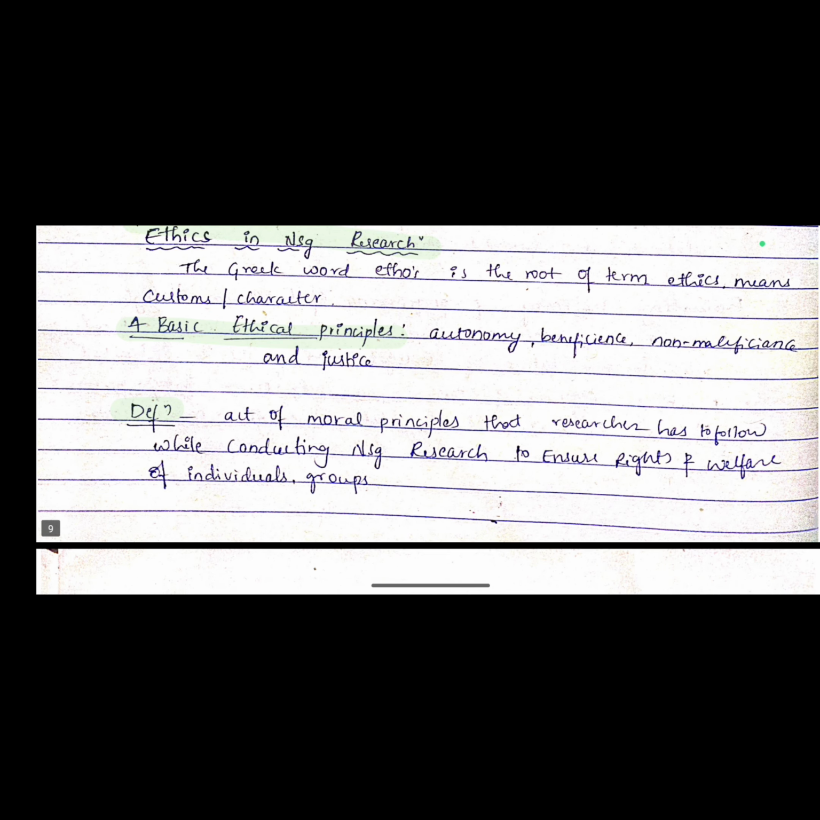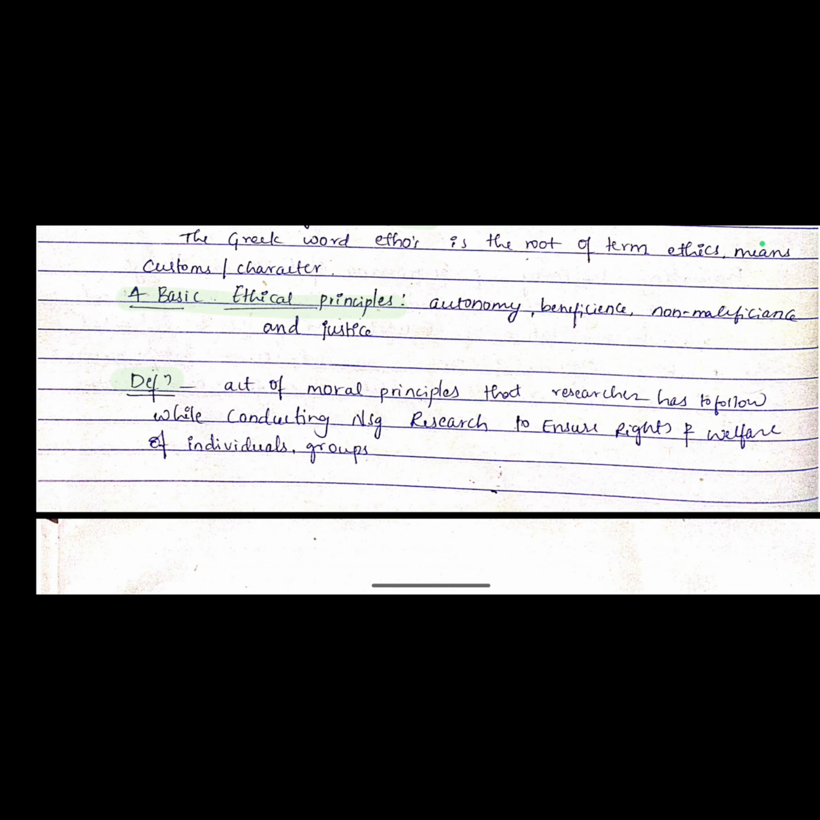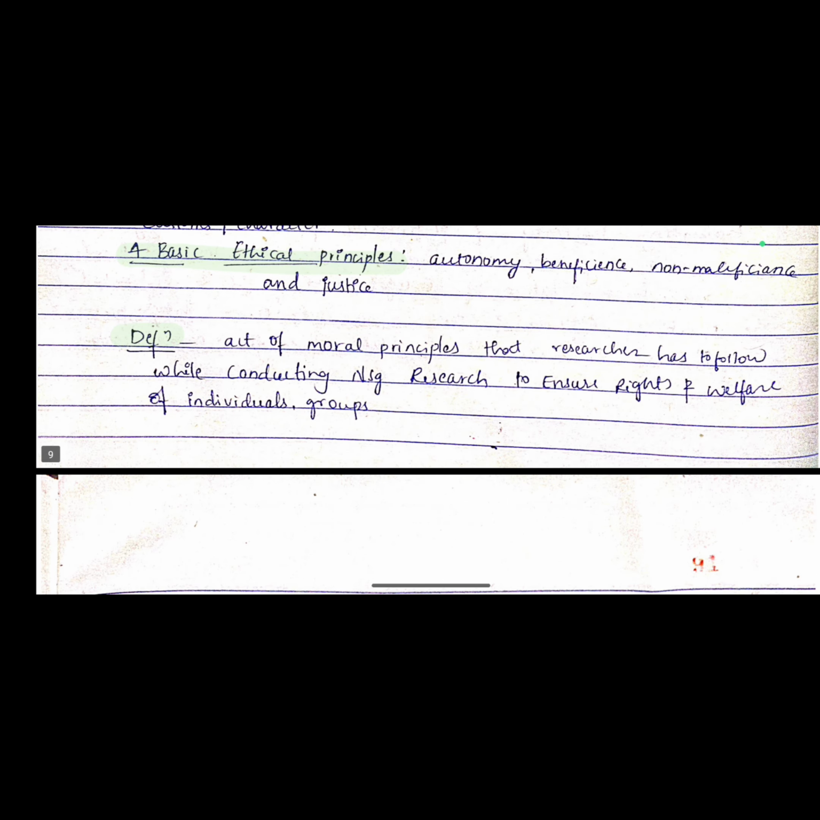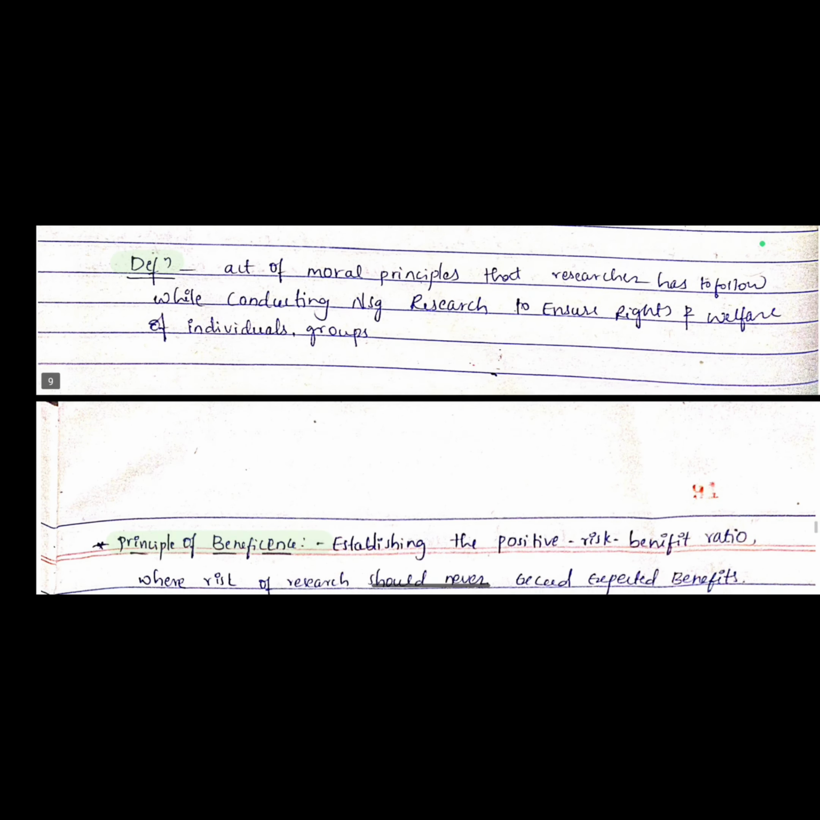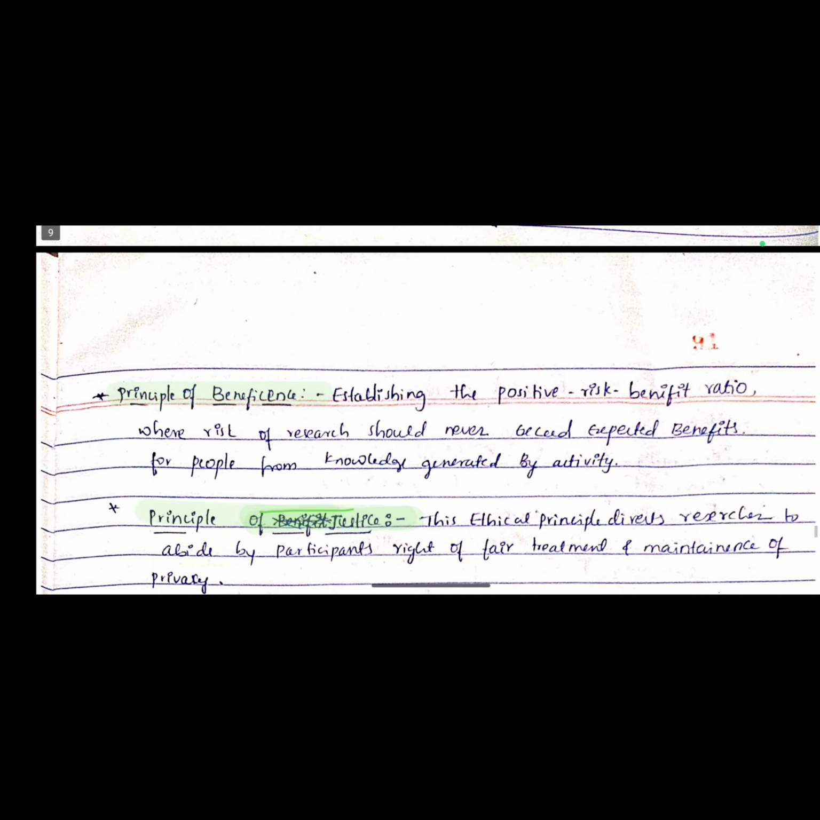There are four basic ethical principles which we will follow, that is autonomy, respecting the rights of others; beneficence, meaning doing good or benefit; non-maleficence, meaning not harming anyone; and justice, like being truthful, equality, rights. Definition of ethics here: the set of moral principles that a researcher has to follow while conducting nursing research to ensure the rights and welfare of individuals or groups.